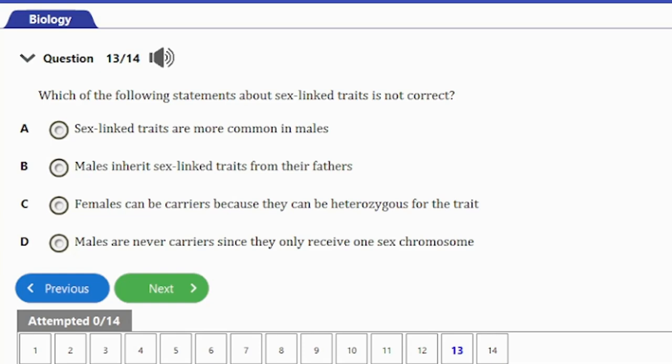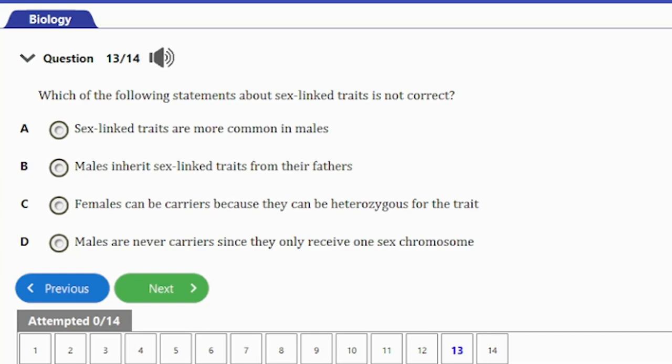Let's consider the next question. Question number 13. It says, which of the following statements about sex-linked traits is not correct? A, sex-linked traits are more common in males. B, males inherit sex-linked traits from their fathers. C, females can be carriers because they can be heterozygous for the traits. D, males are never carriers since they only receive one sex chromosome.